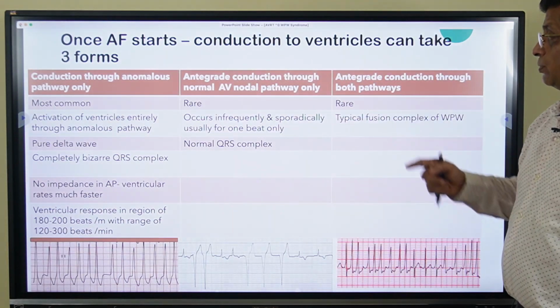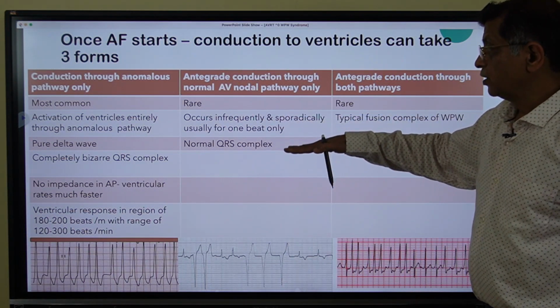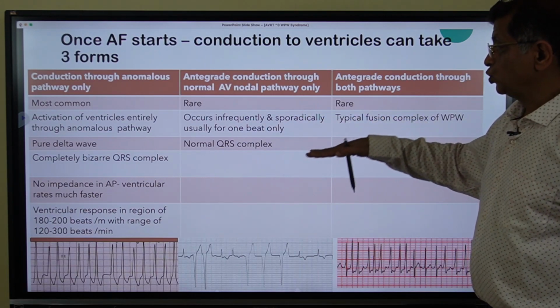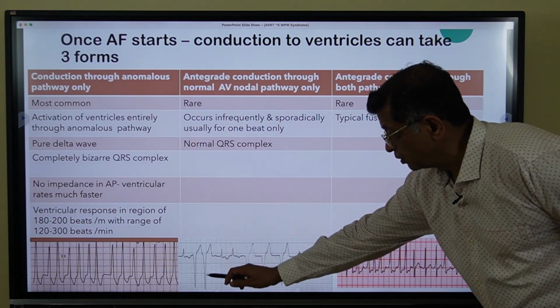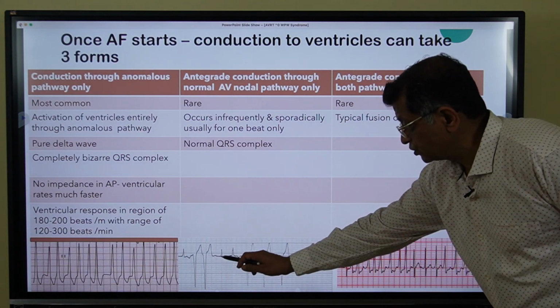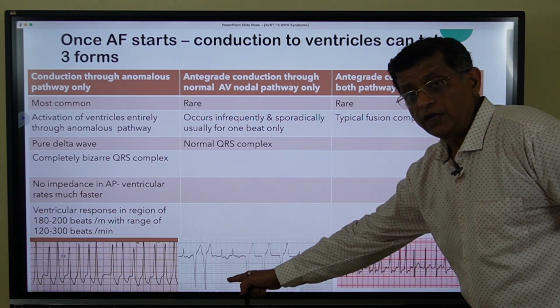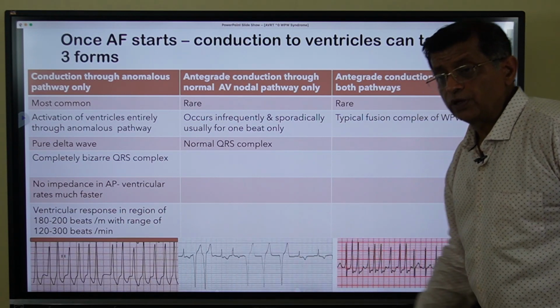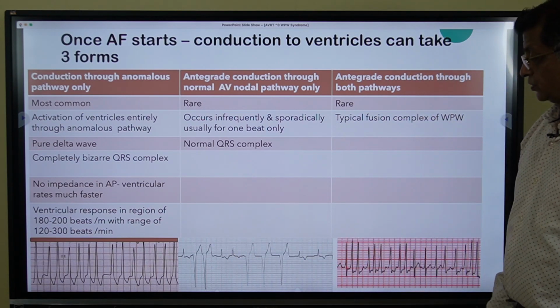Second, antegrade conduction through the normal AV nodal pathway. This is rare, occurs infrequently, sporadically, usually for one beat only, with a normal QRS complex. So this is a WPW pattern, and when the patient develops AF, the impulse passes through the normal AV conduction system, and you can see a normal QRS complex.